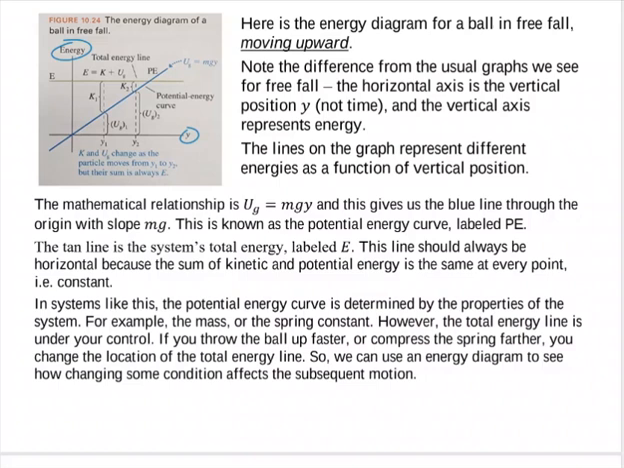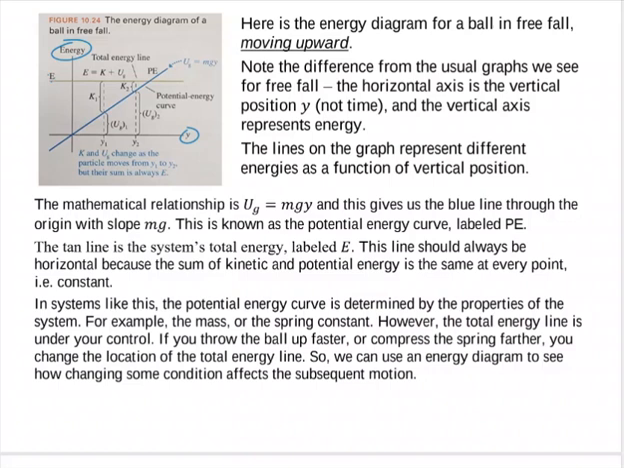So the total energy line here is constant, okay? The total energy is constant. As the ball falls, the potential energy is changing and the kinetic energy is changing. But the total energy is remaining constant because we're considering that there is no friction, there is no drag. It's almost like there's no air, right? So we're not losing any energy at all in this system. So the total energy remains constant, and that's why this line is horizontal.